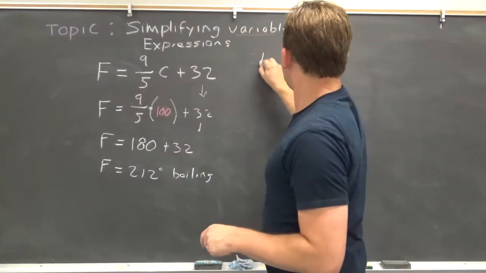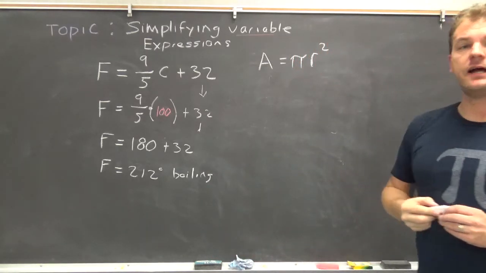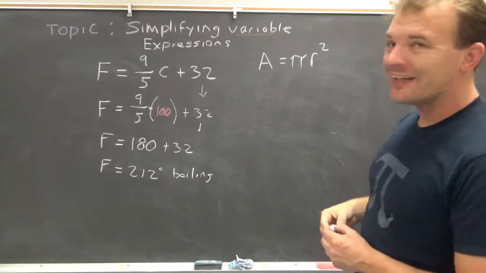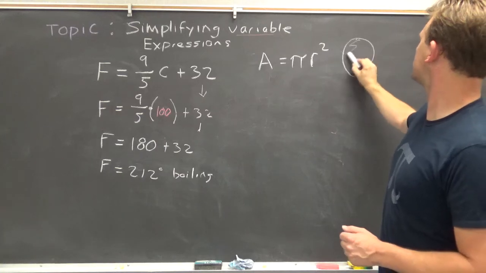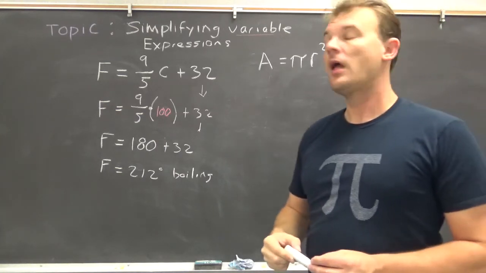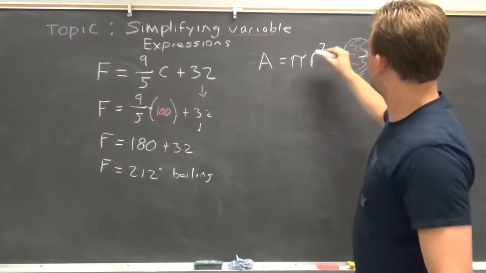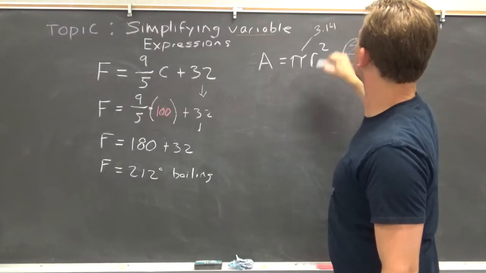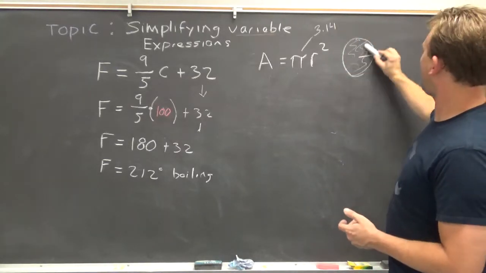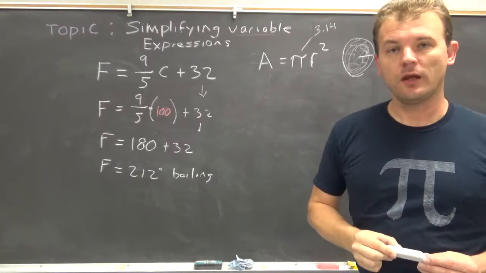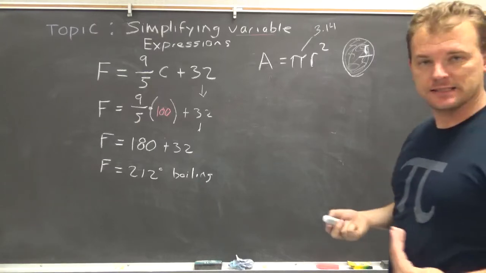What if I did this? Maybe some of you will recognize that from recent years. This is the area of a circle. And remember what r was? It was the radius. Pi was that number of 3.14. So you already know most of this. You're just trying to find what the area is in that circle. So what if I gave you some r values, some radiuses?